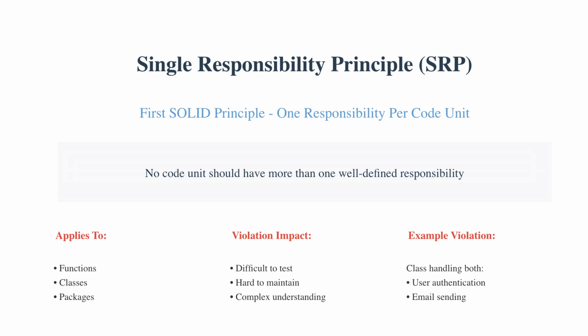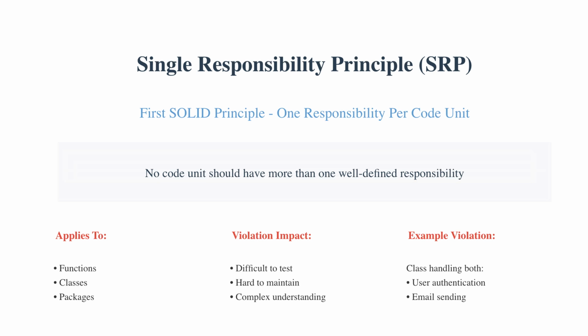This principle applies universally across your codebase, whether you're writing functions, designing classes, or organizing packages. Each should have a single, clear purpose. When we violate SRP, we create a cascade of problems. Code becomes difficult to test because we're testing multiple concerns at once, hard to maintain because changes affect multiple functionalities, and complex to understand because developers must grasp multiple concepts simultaneously.